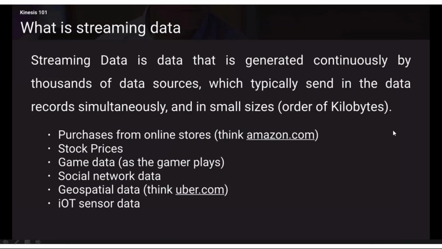That is because of the streaming data, which is nothing but the data records that are simultaneously generated and delivered in small sizes of kilobytes. So these are other examples, like purchasing from online stores like Amazon.com. If you want to track all the orders at any point, again, that's streaming data because people are continuously ordering from Amazon. The stock prices, gaming data, social network data like Facebook, you see the feed.